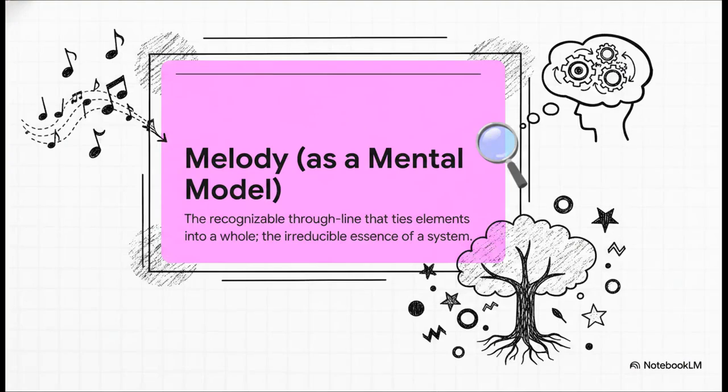Okay, so what is it exactly? As a mental model, a melody is the irreducible essence of something. Think of it like this. It's the one thing that has to be there for something to be, well, itself. It's the difference between the core identity and all the stuff that's just decoration on top.